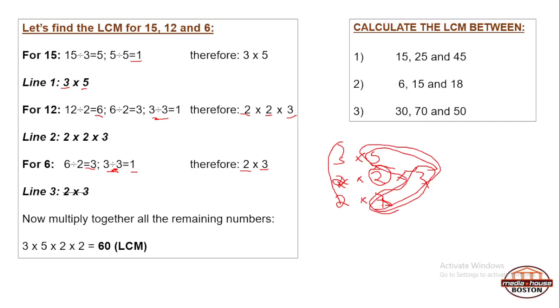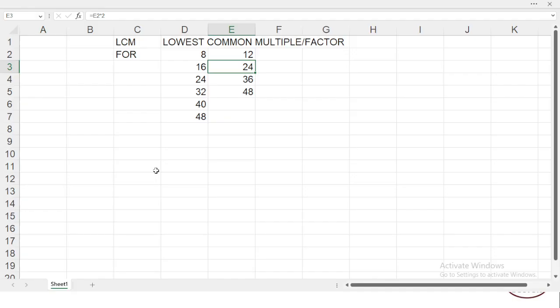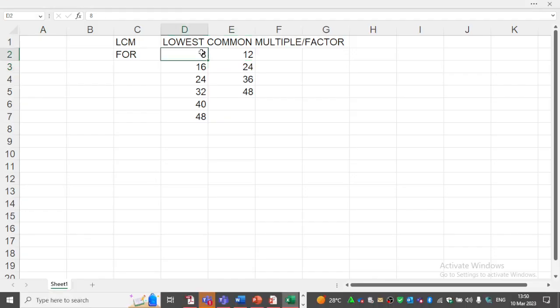So we are left with 3, we are left with 5, we are left with the 2, and then we're left with the last 2 as well. So we've got 3 times 5 times 2 times 2 giving us 60. So if we multiply all of these numbers, we'll get that the lowest common multiple that both of these numbers can go into and not leave a remainder is actually 60.